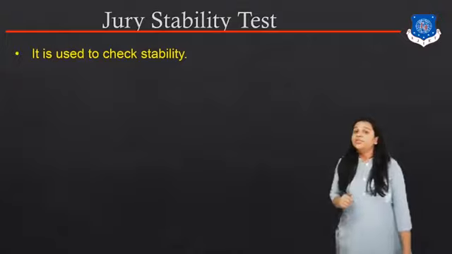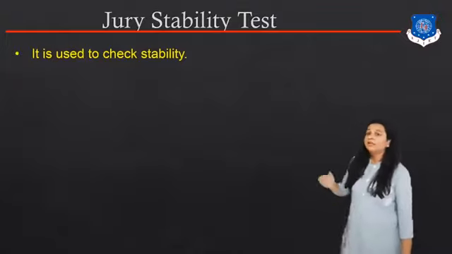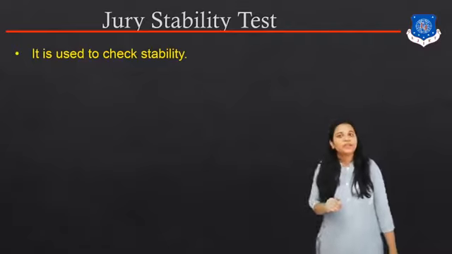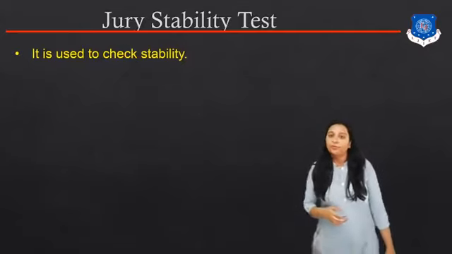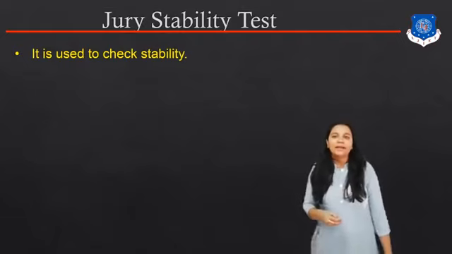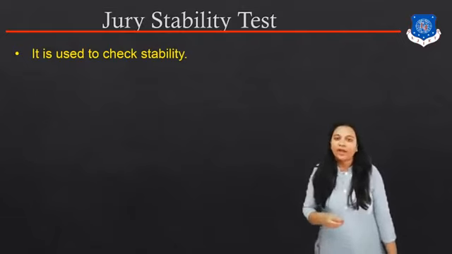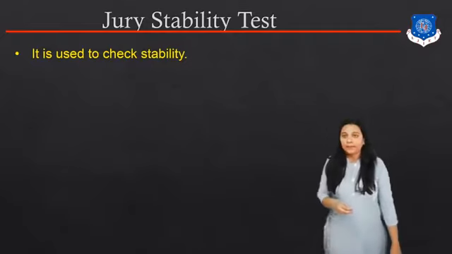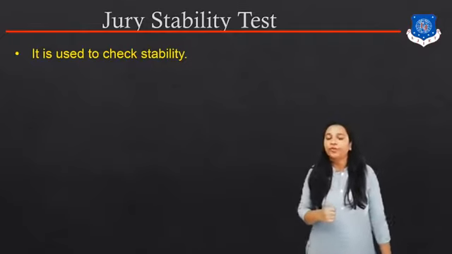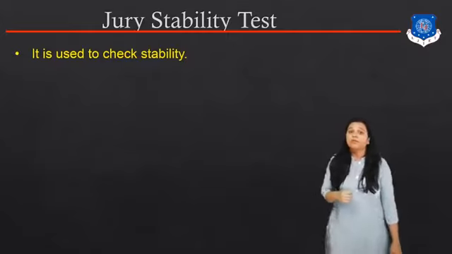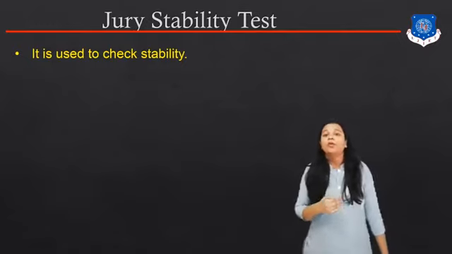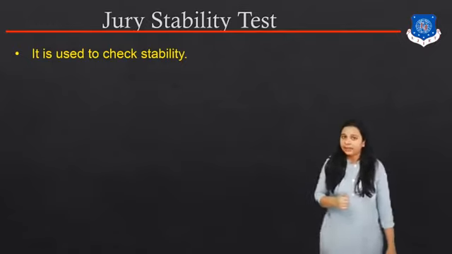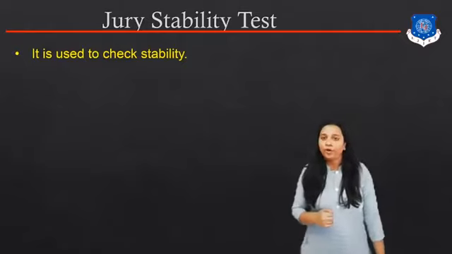Okay, so what is the Jury stability test? Basically, it is used to check the stability. In the last session, we studied the bilinear transformation method to find the stability of the system. As you know, in the bilinear transformation method, we can find the stability using the Routh array, which is generally used for the omega plane. So for that, we have to convert the Z plane characteristic equation into the omega plane, and then apply the Routh array stability criteria and find the stability of the system.